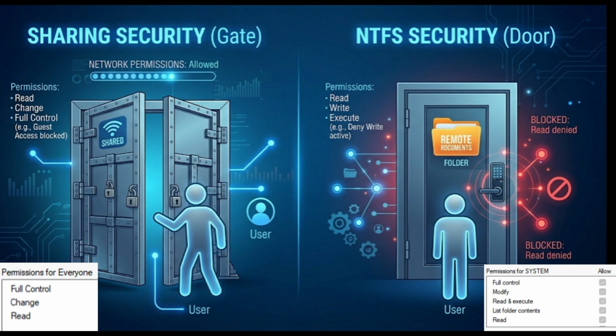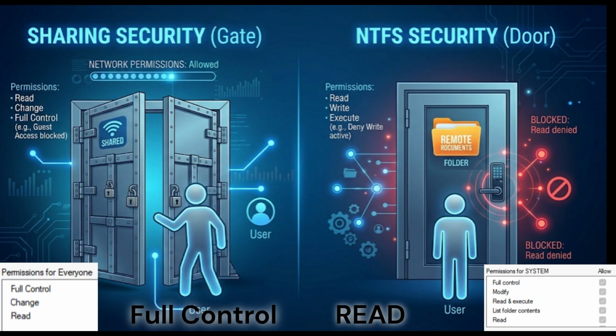Here's the catch. Windows is very cautious. It always defaults to the most restrictive setting between the 2 locks. The bottleneck: if the front gate share is wide open but the office door security is locked to read only, the user can only read. They got through the gate, but they don't have the key to move the furniture.